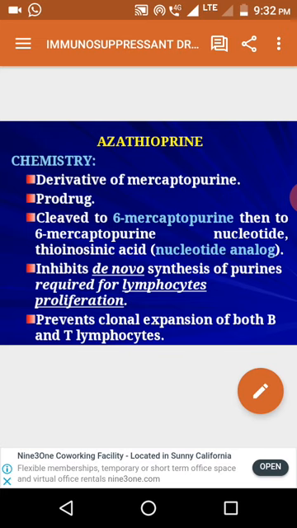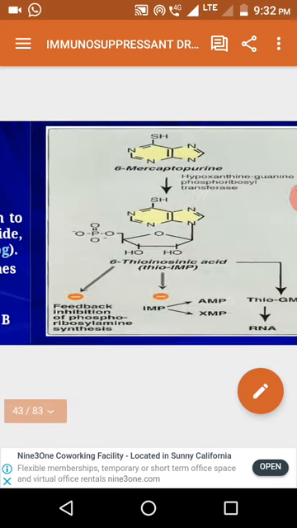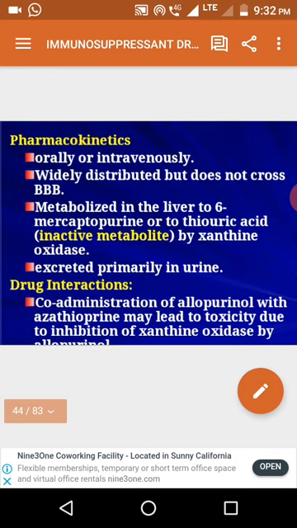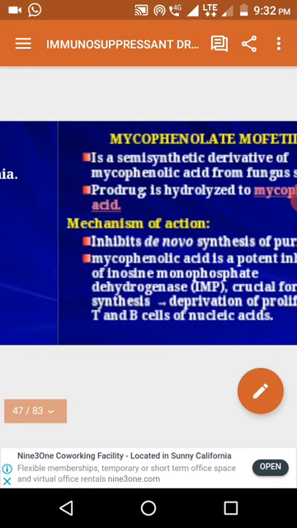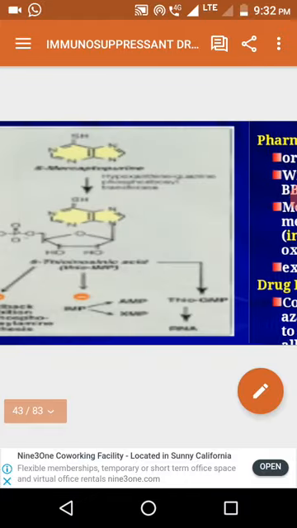You already know the mechanism of action of mercaptopurine in the anti-cancer drugs. The same mechanism applies here also, but in anti-cancer therapy they stop the proliferation of cancer cells, while here they stop the proliferation of T lymphocytes, both T lymphocytes as well as B lymphocytes. I think you know clearly the mechanism of action of azathioprine.